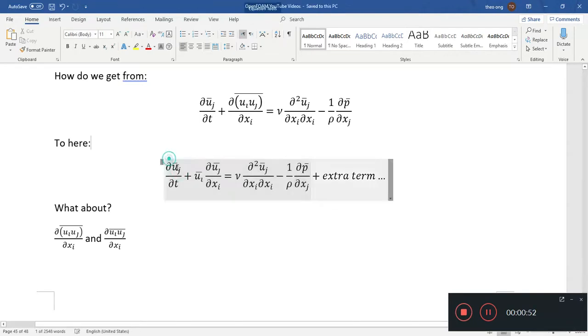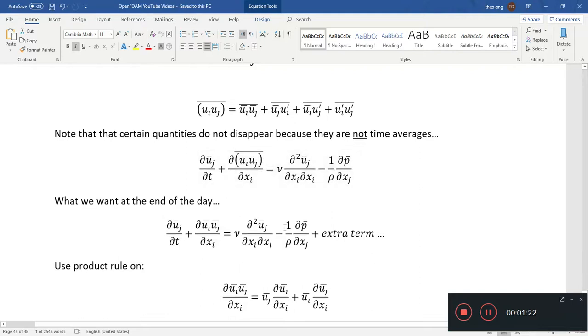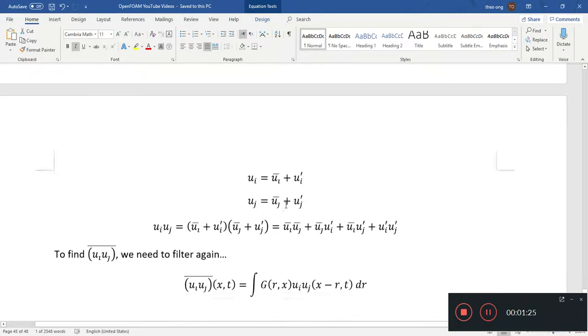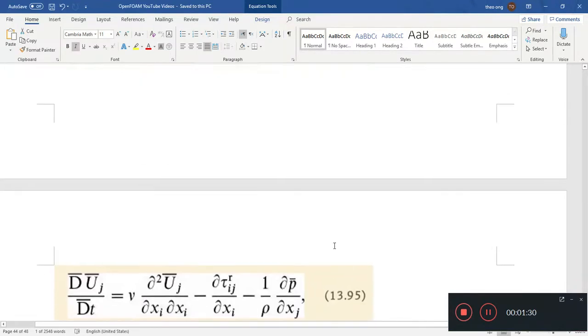For every j, I have one equation in each of the x, y, and z directions. So this uj will be representing three equations. And I have this xi over here. When you have the index i, it is representing a summation in the x, y, and z directions, so that you have your divergence terms over here. This is the divergence term here. Remember, I expanded it out and explained it in the last video.